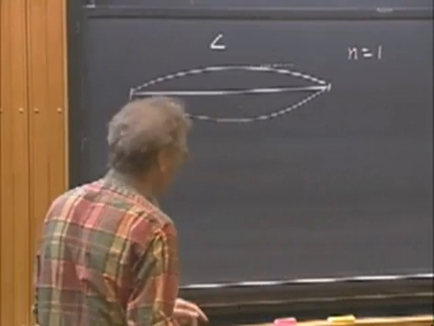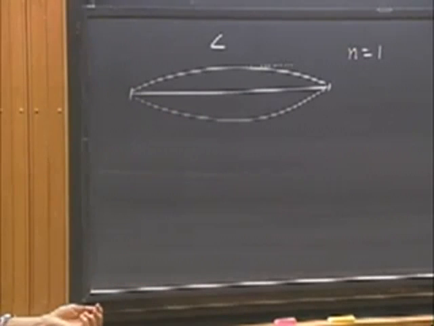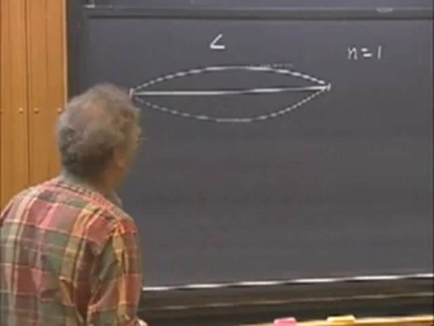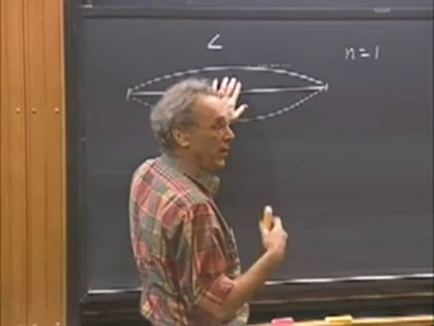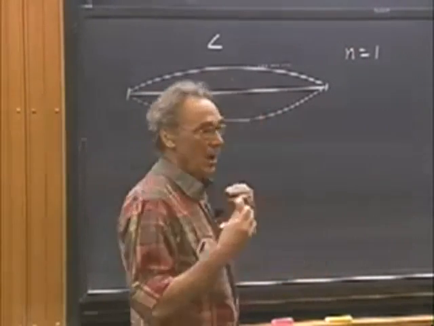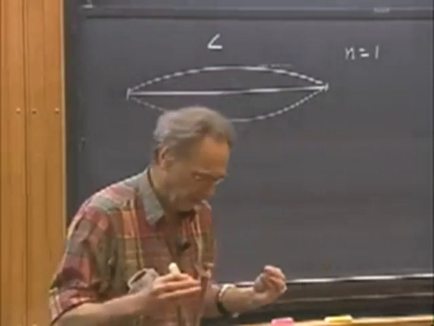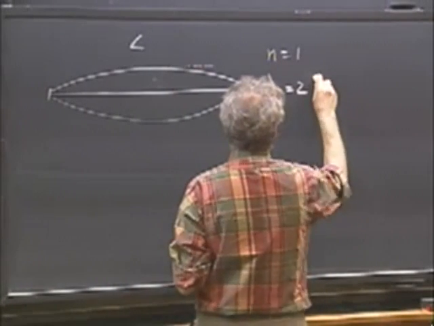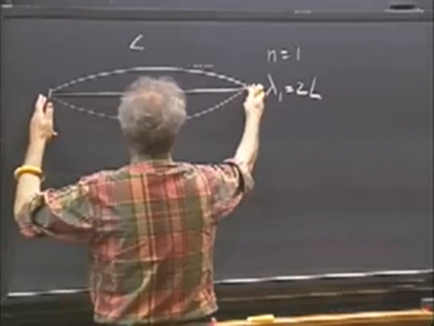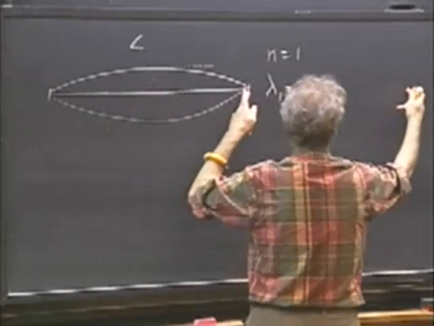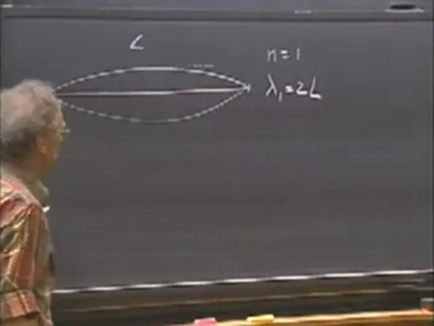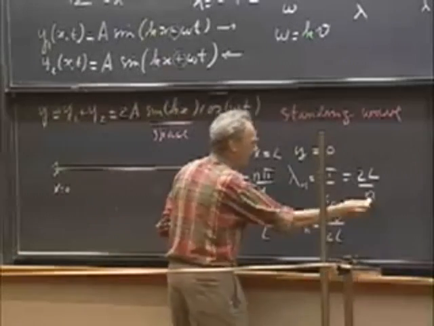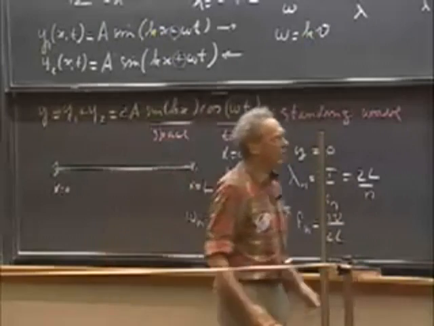We call this one the fundamental. It's the lowest normal mode, but we also call it the first harmonic. I will do both. I will sometimes refer to this as a fundamental because I'm more used to that, but I will also refer to it as the first harmonic. Lambda 1 is 2L. It's just staring you in the face. In order to make a full wave out of this, you have to add this. So lambda 1 is 2L. And of course, when you look here, lambda 1 is 2L divided by 1. That's exactly what we had there.